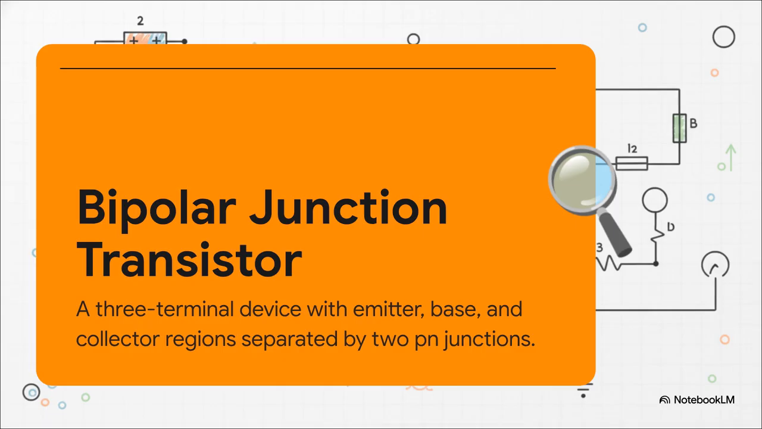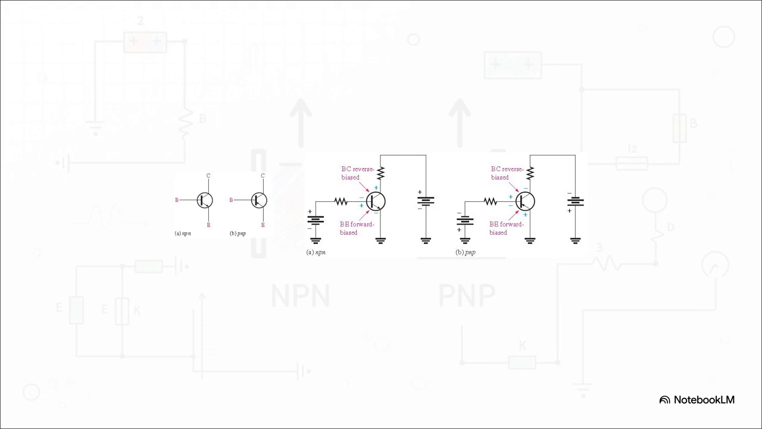Now, fun fact, the word bipolar here just means the transistor uses both holes and electrons as current carriers. It's a real team effort. Because of that physical setup, we end up with two basic variants, the NPN and the PNP. You can easily spot the three leads: E for emitter, B for base, and C for collector. And hey, here's a super handy tip for reading these schematics. If you check out the arrow on the emitter inside the symbol, it always points in the direction of conventional current. Good little trick to remember.